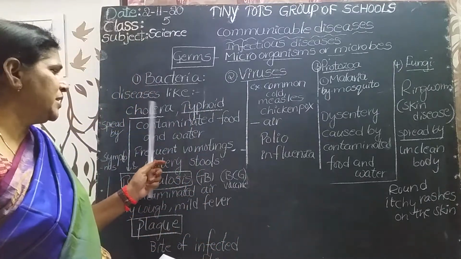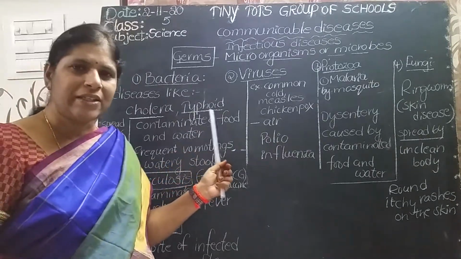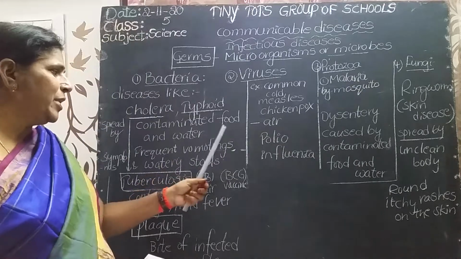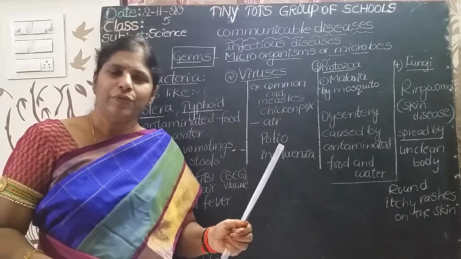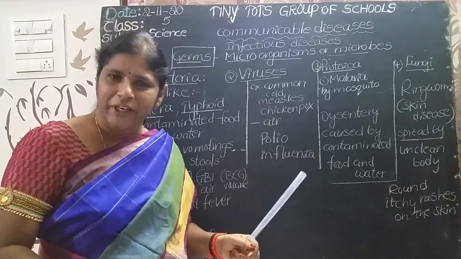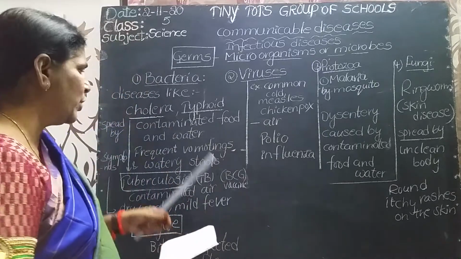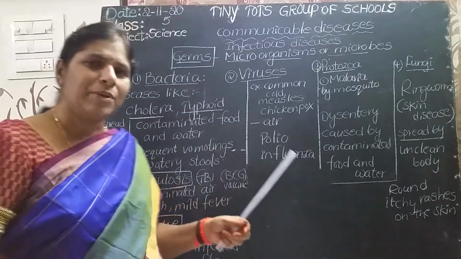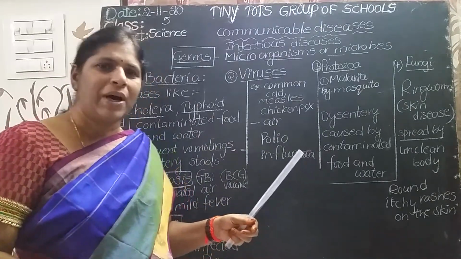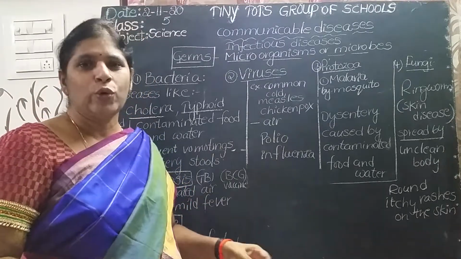Now, how can these diseases spread? Cholera and typhoid are spread by contaminated food and water. If you drink contaminated water or eat contaminated food, we may definitely get cholera and typhoid. So what are the symptoms? How can you identify cholera? Frequent vomiting and watery stools, loose motions.